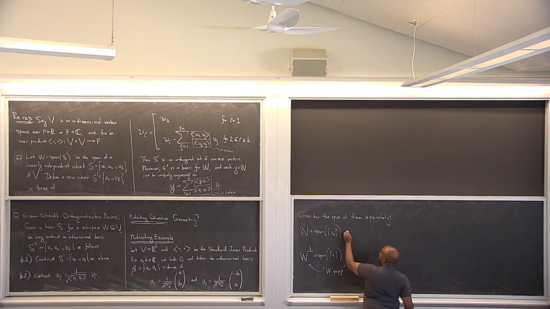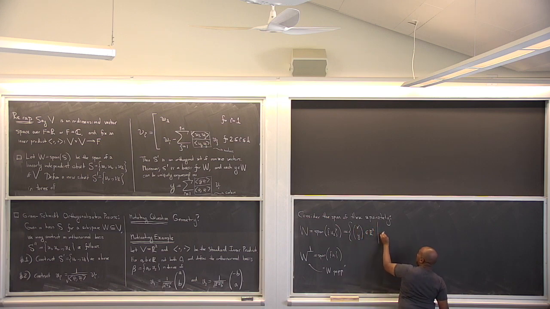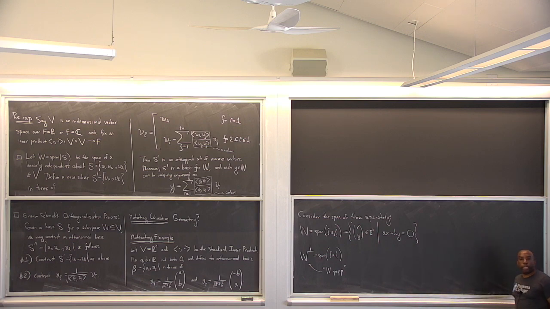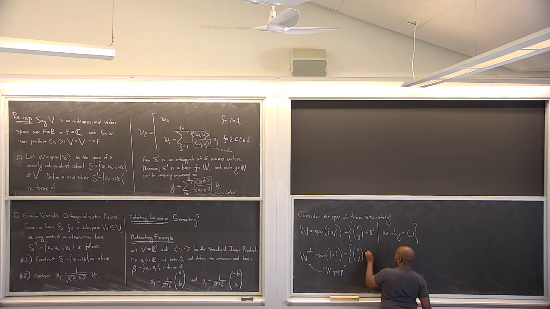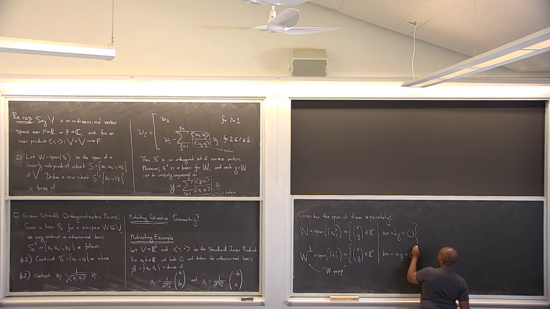First of all, if I take a look at the span of u_2, then this has a nice geometric interpretation. This is the set of vectors in our space such that ax plus by equals 0. We discussed this towards the beginning of the class. Similarly for u_1, this has a nice geometric interpretation. This is the set of vectors such that bx minus ay equals 0.